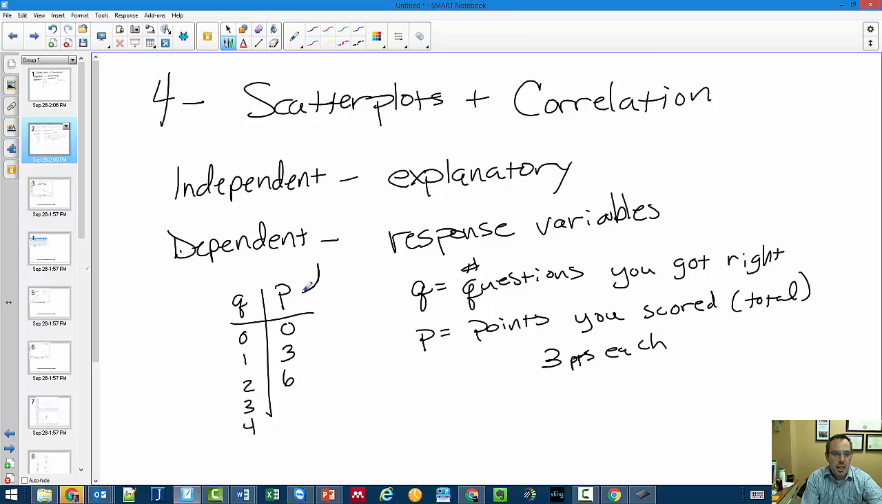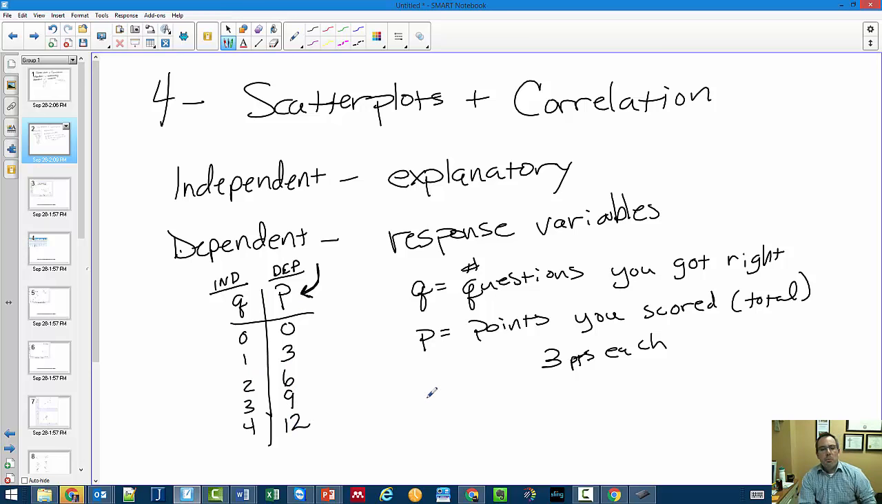Hopefully what you're noticing is that this variable here is the response. It's dependent. P depends on Q. When I'm taking the test, how many questions I get right, I suppose, depends on how much I studied or how much I know, and that might be debatable at times. But once I take this test, Q is going to be my independent variable, and P is going to be my dependent variable. So the explanatory variable tells me how many questions I got right, and the response variable, which depends on how many questions I got right, tells me how many points I get.